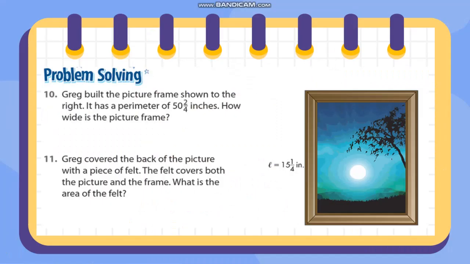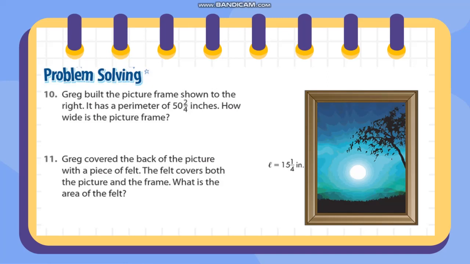Next, let's proceed to mathematical practices and problem solving. Greg built the picture frame shown to the right. It has a perimeter of 50 and 2/4 inches. 50 and 2/4 is equivalent to 50 and 1/2. How wide is the picture frame?